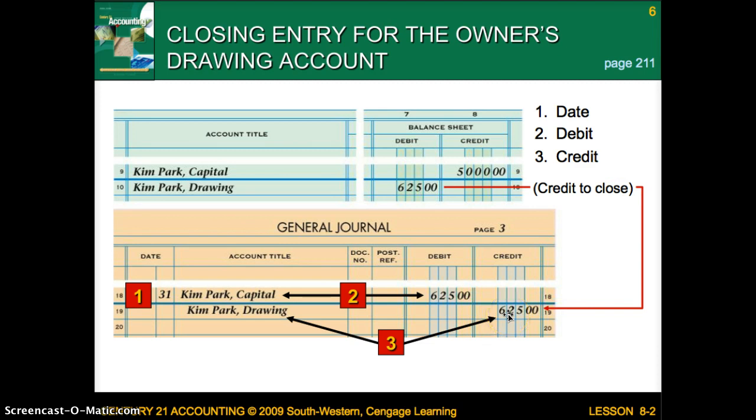When we're closing drawing, instead of closing to income summary, we need to close to capital, because remember, our drawing is what money Kim Park has taken out for her personal use. So that's going to take the amount of money our business has down if we're taking money out for personal use. So because it was a debit here, we're going to credit our Kim Park drawing and then debit this Kim Park capital of $625. So we've closed this envelope and we've put it into our capital.